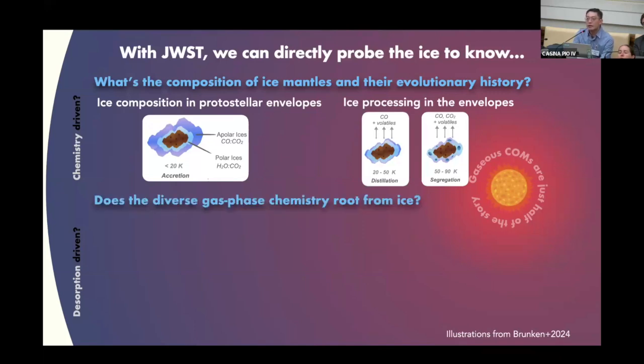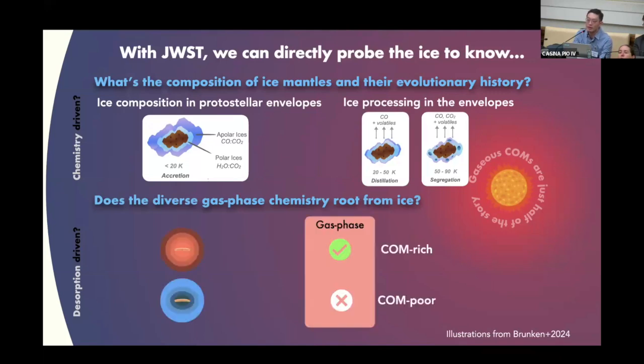In an inheritance scenario, I think we can do a very simple experiment that can only be achieved by JWST. For example, we have two protostars here, and both are characterized in the gas phase. One of them shows gas phase emission lines, so we call it COM-rich. The other one doesn't, so we call it COM-poor.